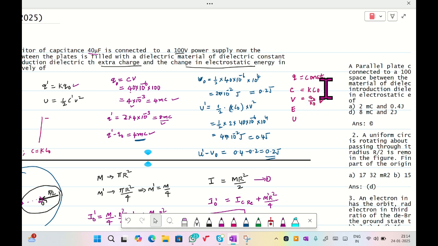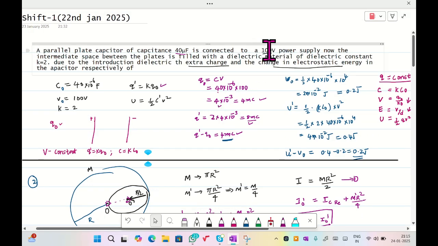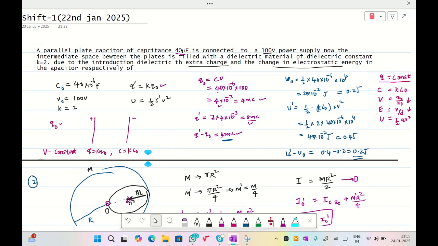So potential decreases while capacity increases. And the field decreases because E is V by D, so that decreases. V already decreases, and D, the distance between the two plates, does not change. Energy is also one by two Q V, and since V is decreasing, energy also decreases. So that is where Q is constant. In the question, the potential is given as constant, meaning the power supply is constant. Therefore Q increases, C increases, energy also increases. The field is constant here, because D is not changing after introducing the K value. So this is another topic.